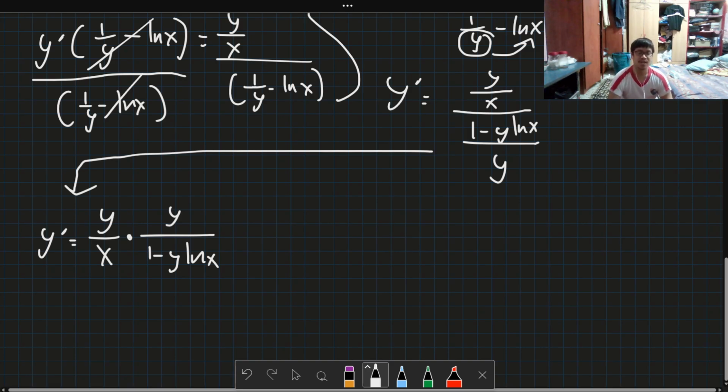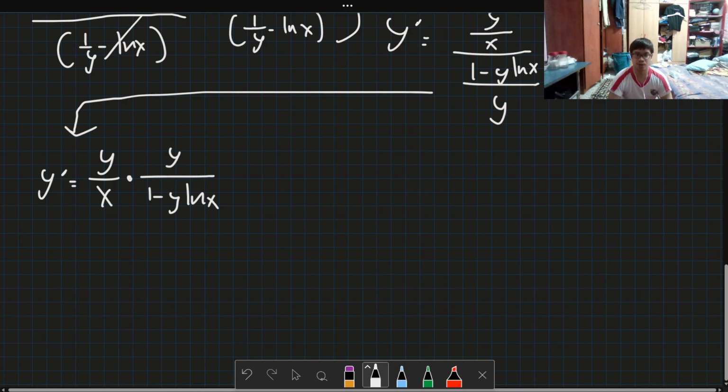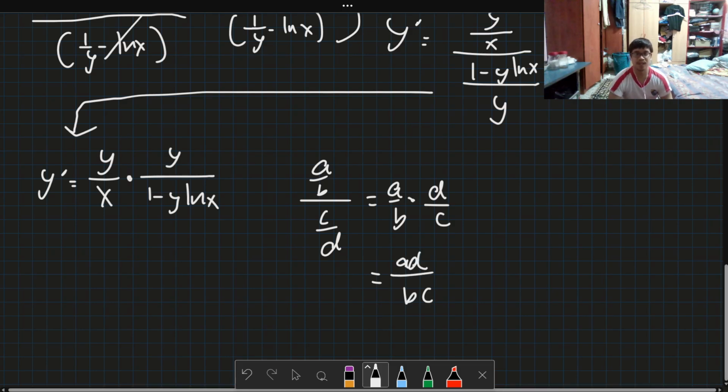Because this is how you simplify a fraction in which there exists a fraction on both sides, like A all over B, all over C, all over D. If you want to simplify this, just copy the numerator A all over B times the denominator, but the positions are switched. So instead of C all over D, it's D all over C. Then multiply them together, A times D, AD, B times C, BC. And that is what we're going to do here.